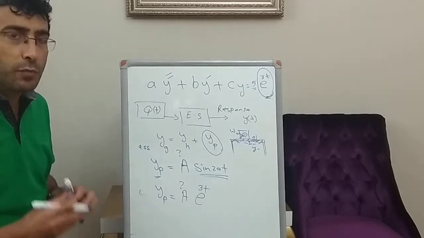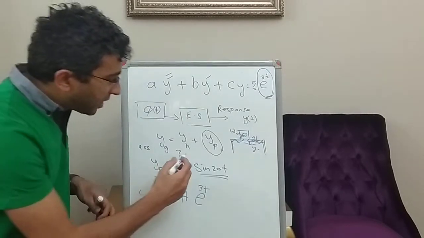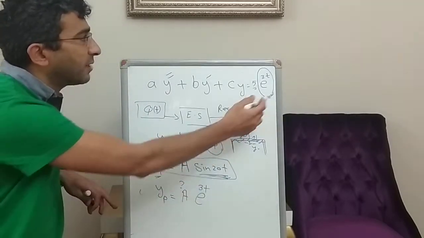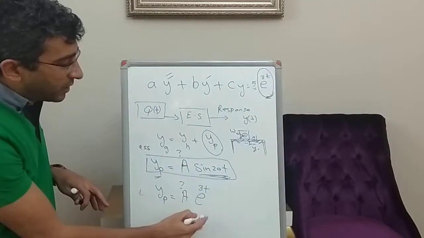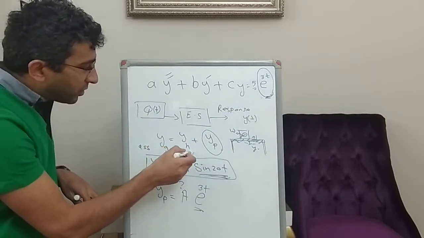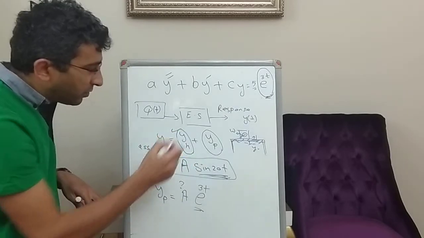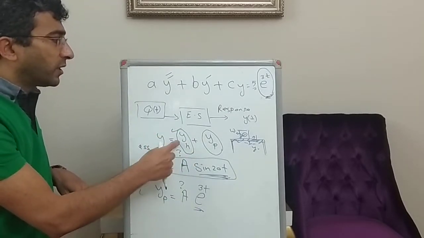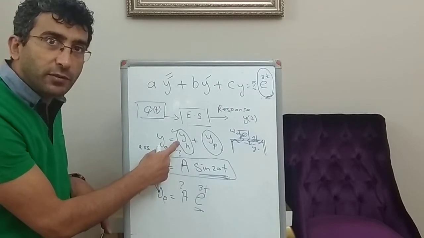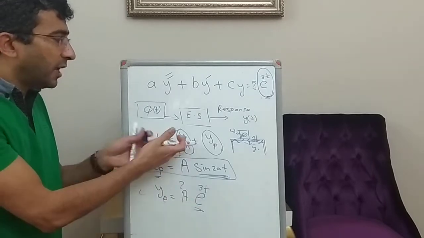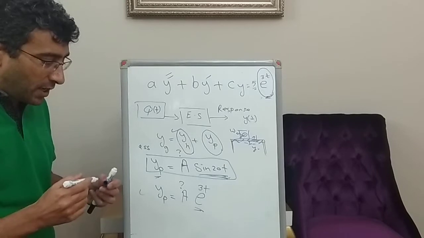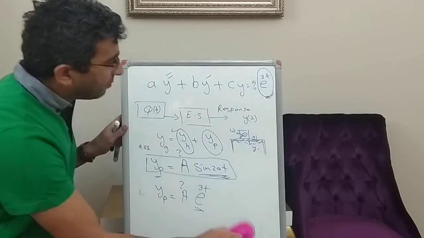The second point in this method is that the function you assume, which has the same form as the acting function, should be different than the homogeneous solution. You have here a homogeneous solution, so this function should not exist in the homogeneous solution. It should be different, because if it is the same, it is not an independent solution. So we will see some examples about that.